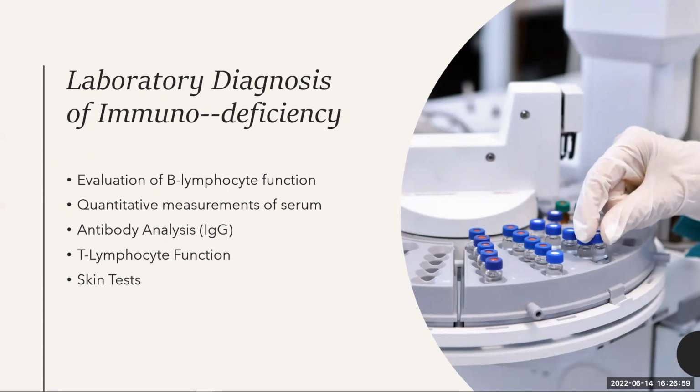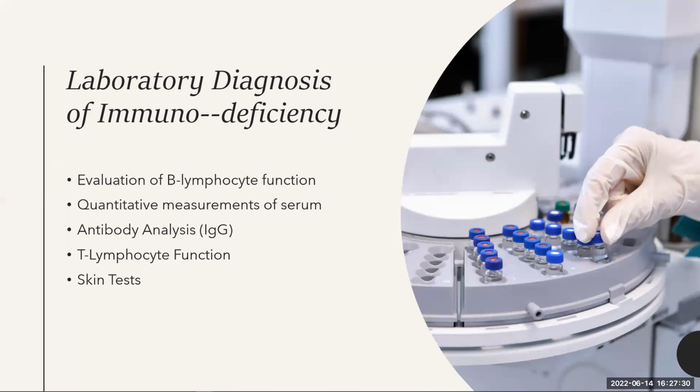Of course, the doctor has to send the screening to the lab. And what happens in the lab? The evaluation of the B lymphocyte function, the screening, is a measurement of serum immunoglobulins. So you have a quantitative measurement of the serum IgG, IgA, and IgMs, and this will identify patients who have a deficiency of specific classes of immunoglobulins, such as selective IgA deficiency.